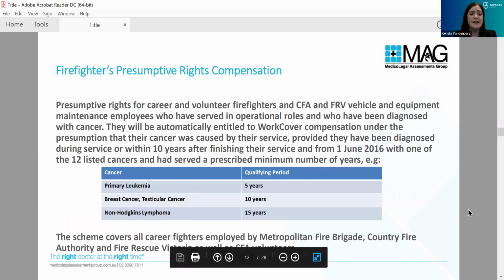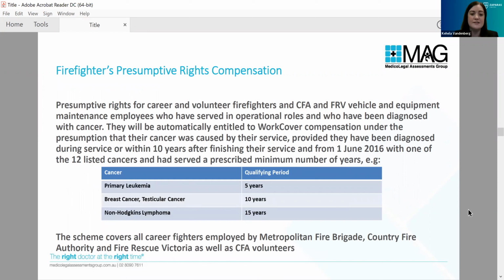In Victoria, new legislation came in about 2 years ago, which is known as presumptive rights for career and volunteer firefighters, and more recently CFA and FRV vehicle equipment maintenance workers. So if they've served in an operational role, so they've actually gone out on the job firefighting and driving the vehicles, and they've been diagnosed with cancer, they are automatically entitled to WorkCover compensation under the presumption that their cancer was caused by their service, so long as they were diagnosed during their service time or within the 10 years after finishing their service, and from 1st of June 2016.